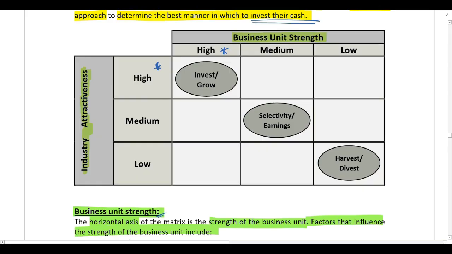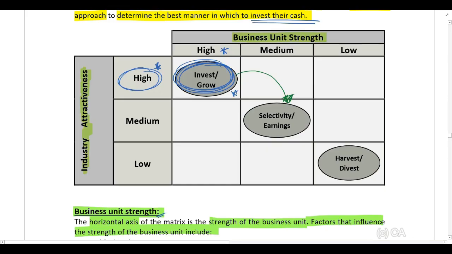You should invest cash in business units where they have high business unit strength and also where the industry attractiveness is high. Definitely invest or focus on growing those business units. Then if you have any money left over after that, you can then give that money to other business units.